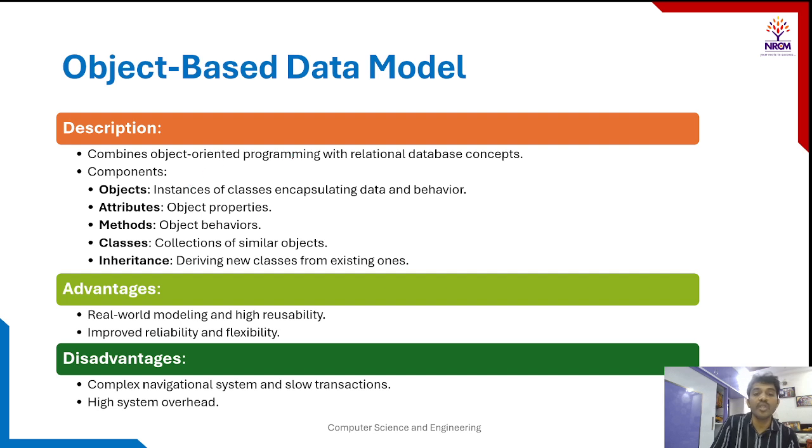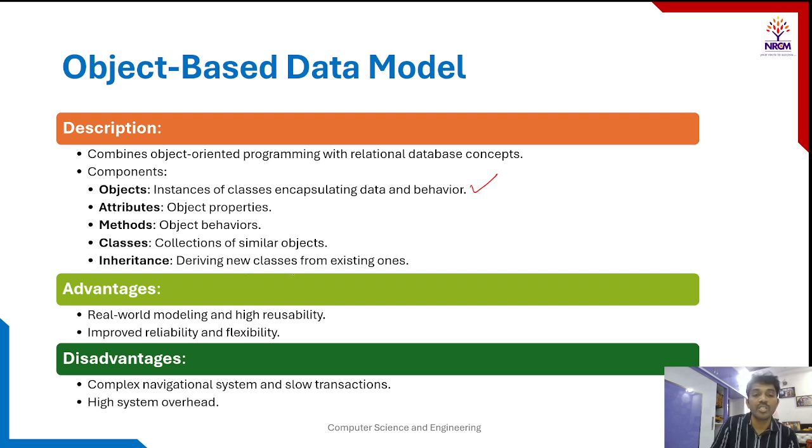See, the object-oriented programming with the relational database concepts, right? Components: an object is called a real-time entity. It's an instance of the class that encapsulates the data and behavior. We should understand the object-oriented design models: abstraction, encapsulation, inheritance, and polymorphism. These are the things involved in object-oriented concepts.